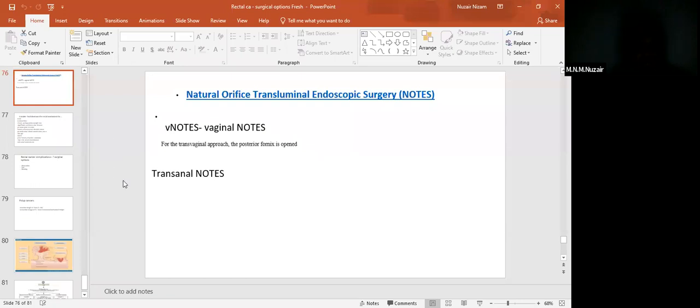I'm struggling a bit. So the whole procedure will be done through the vagina, where even the ligation of the inferior mesenteric artery, inferior mesenteric vein, everything will be done through the vagina, and the specimen also will be removed. And obviously, in transanal, you can understand it will be done in males and females. Same way, you make a full thickness incision around inside the rectum, and then go inside and remove the whole specimen.